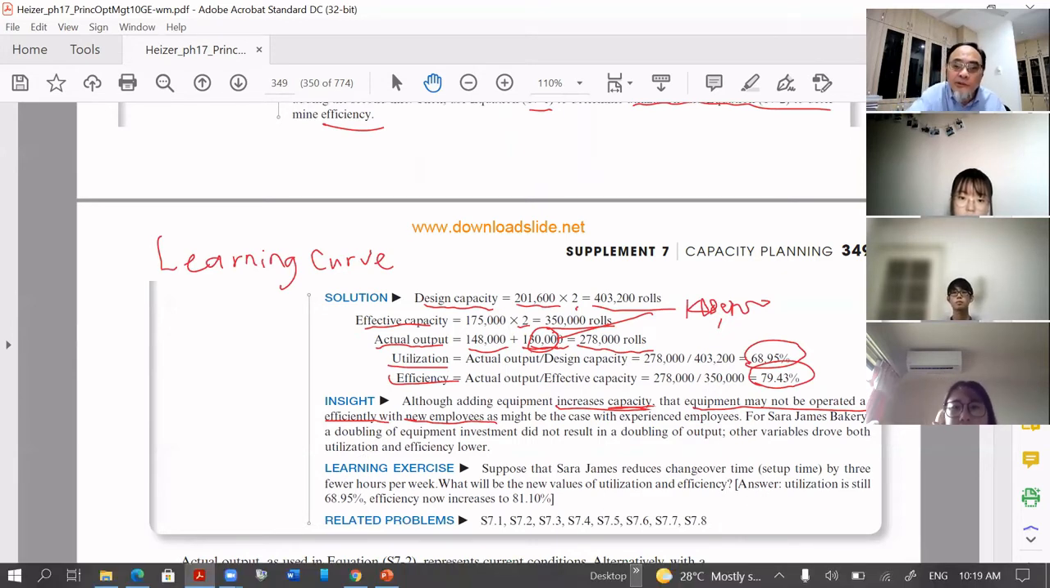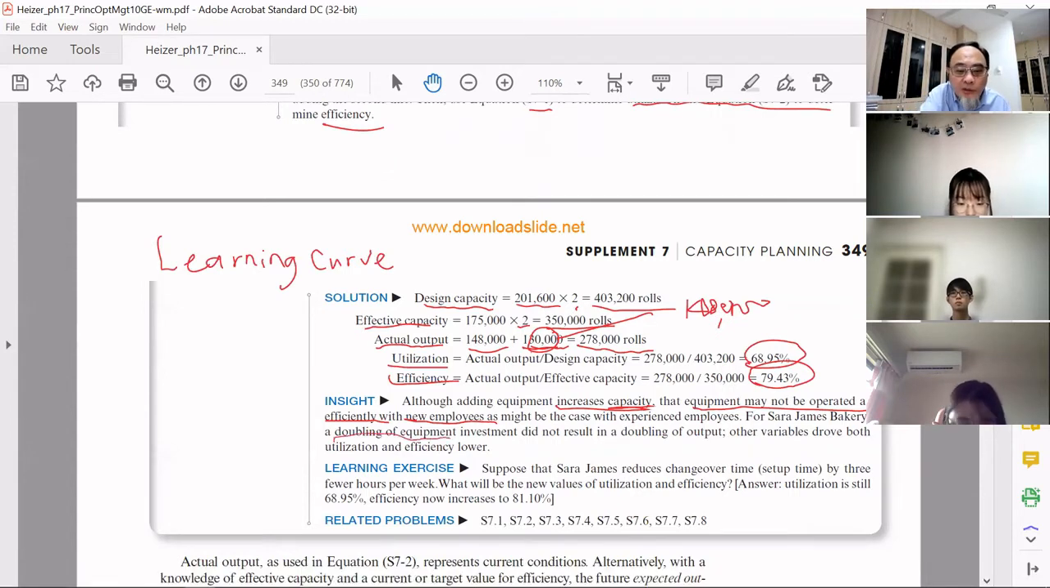So for Sarah James Bakery, a doubling of equipment investment, you add new line, you're actually investing, you have to pay, you have to buy the equipment. A doubling of equipment investment did not result in doubling of output. Other variables actually bring down the utilization.